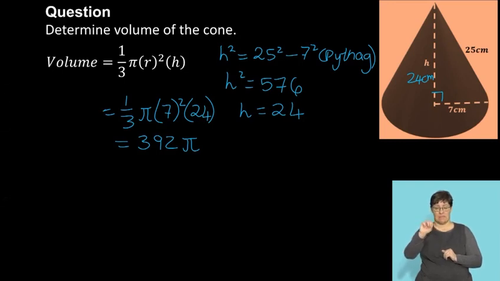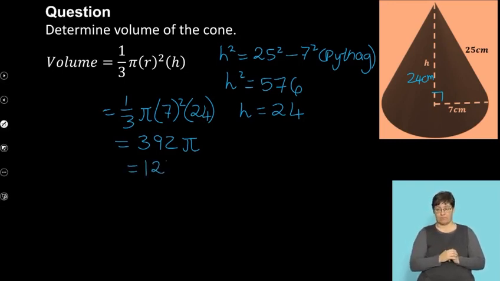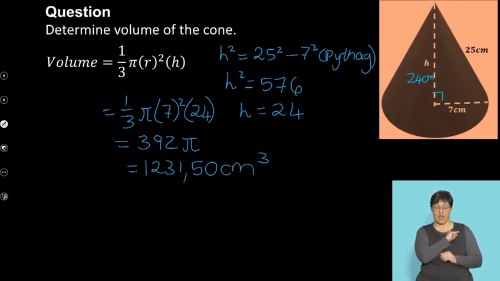1231,50. And I'm saying centimeters cubed because it is a volume calculation. So the volume of this specific cone is 1231,5 centimeters cubed. Great, everyone. I hope that you're still with me. Let us go on to our next example.